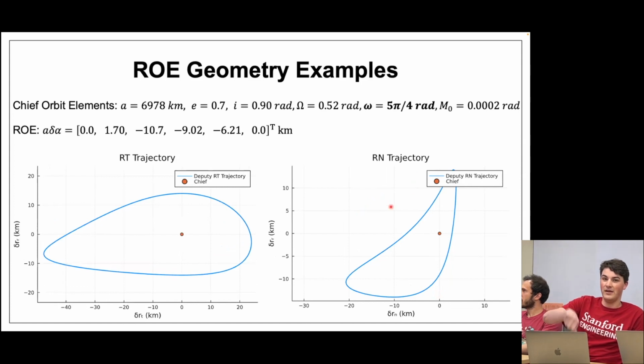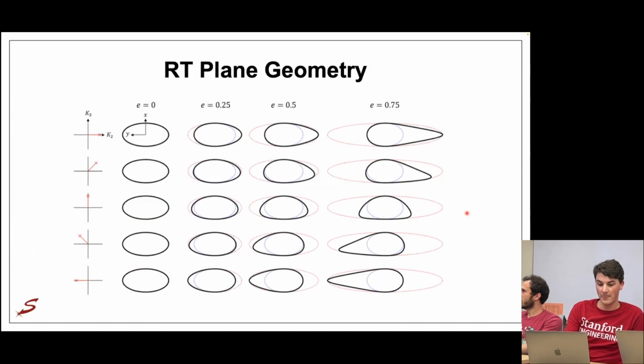The bias could be the other way. You could even have a downward shift. This really ends up depending on your argument of perigee location. The RN trajectory can have some deformed shape. So it's a little hard to work with.